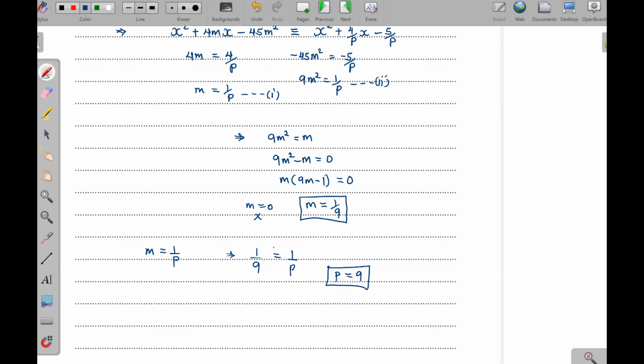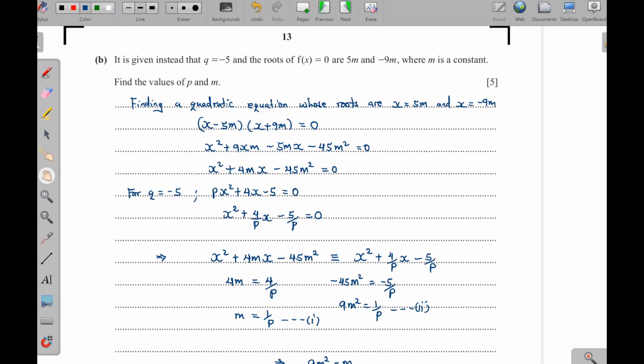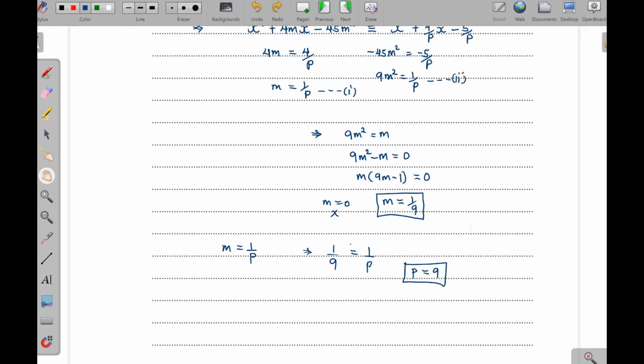Then the other way you can do this is to substitute these two values, the 5m and the minus 9m, into the f of x. Each of them will give you a quadratic equation. You will solve the two simultaneously. Then you get your answers. But I'm just using this one here.